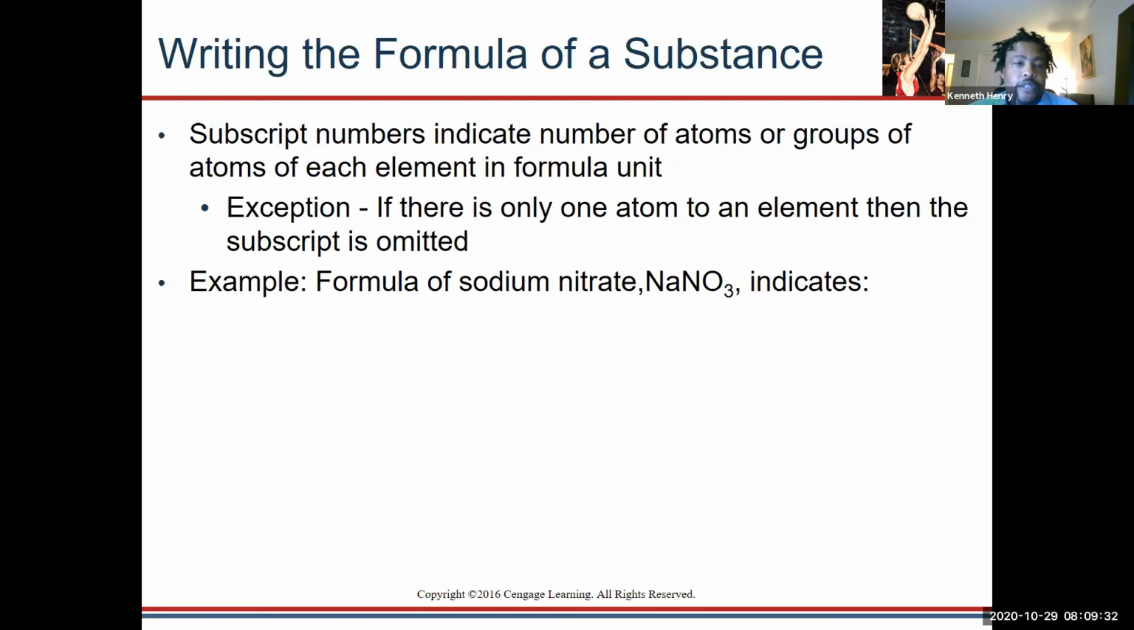So let's start off with the formula for sodium nitrate. Sodium nitrate, NaNO3. Can you tell me how many sodiums are in sodium nitrate?